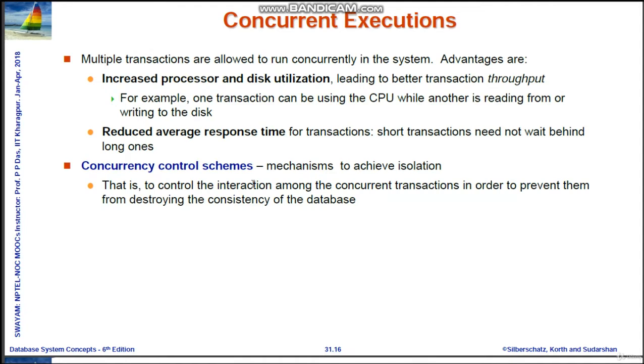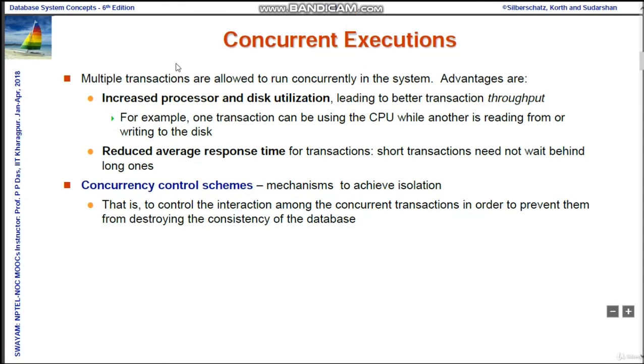So what happens in concurrency? In our system, many transactions are running in parallel. The advantages: increased processor and disk utilization, leading to better transaction throughput. Throughput means the number of transactions per second. For example, one transaction can be using the CPU while another is reading from or writing to the disk. So this will increase the processor and disk utilization simultaneously.